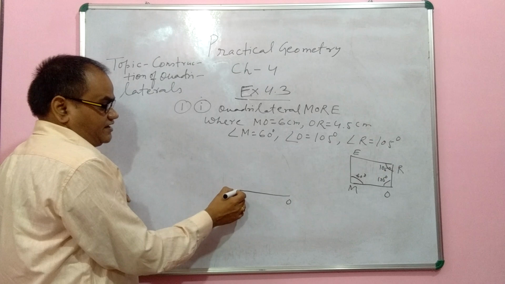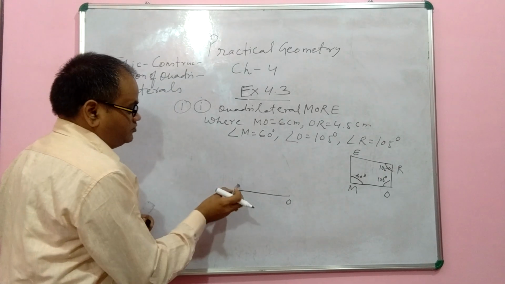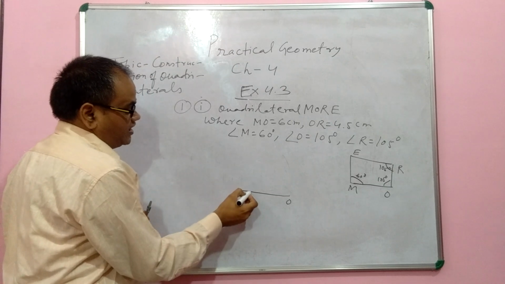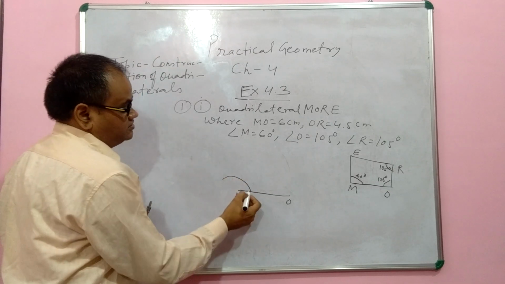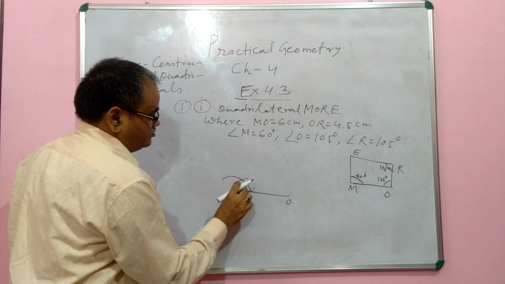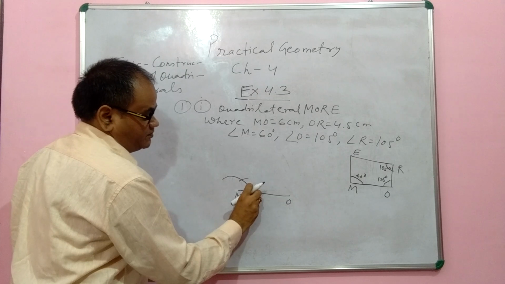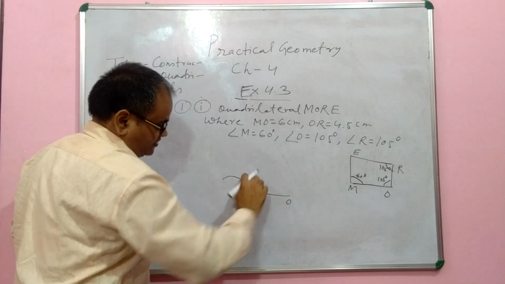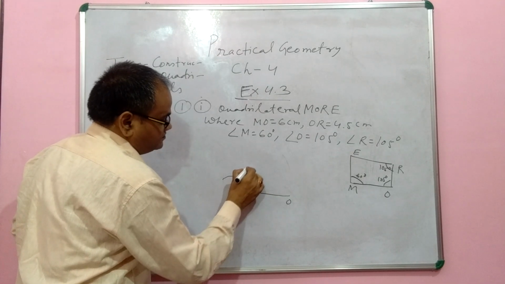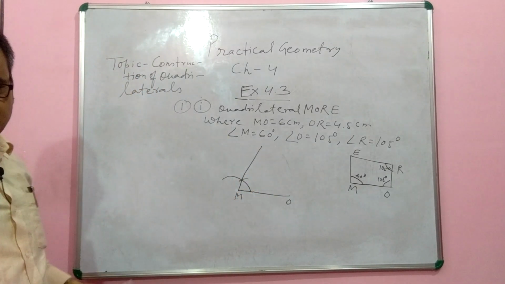Construction of 60 degree at point M. At point M you keep your compass. Draw an arc. The same arc you have to cut. The arc which you have taken first, same arc now you have to keep your compass here and cut this arc. This is your 60 degree. This means angle M equal to 60 degree.